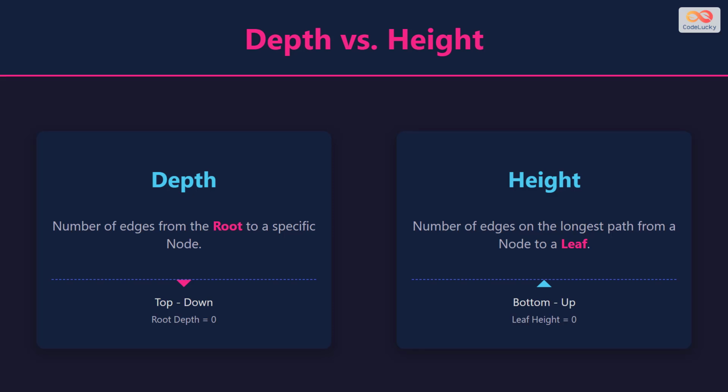It is important not to confuse depth with height. Depth is measured from the top down, counting the edges from the root to a specific node. Height, on the other hand, is measured from the bottom up, counting edges on the longest path from a node down to a leaf. For the root node, its height determines the max depth of the tree.